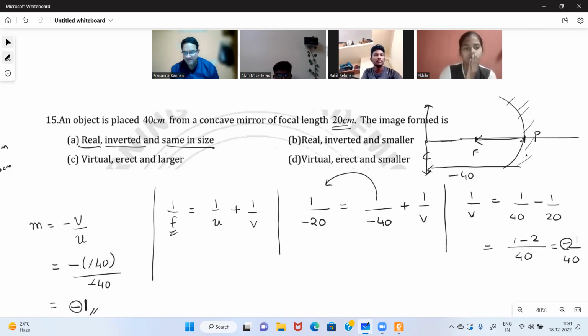Real image. Yes. So in case you forget about this, this is how you can solve the sum. But the best way to answer is just by observing where you are placing the object and where the image will be found. If those diagrams are clear in your mind, then you can answer this question very easily.